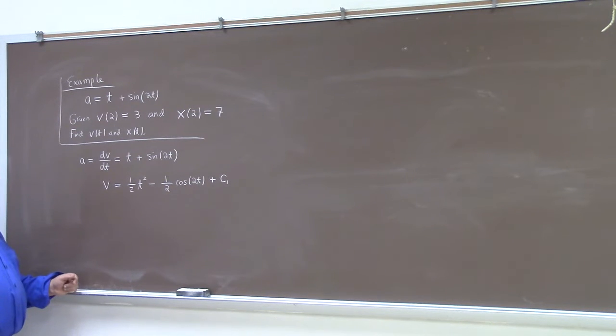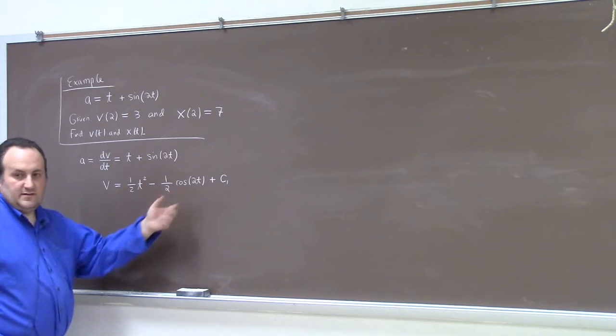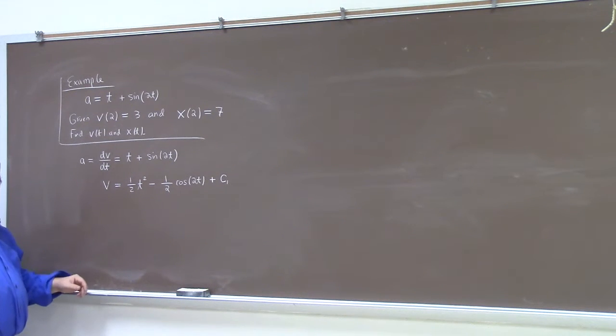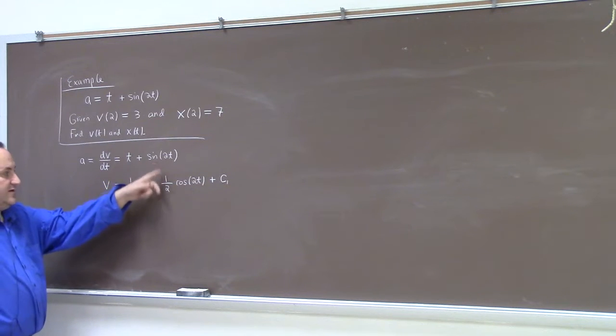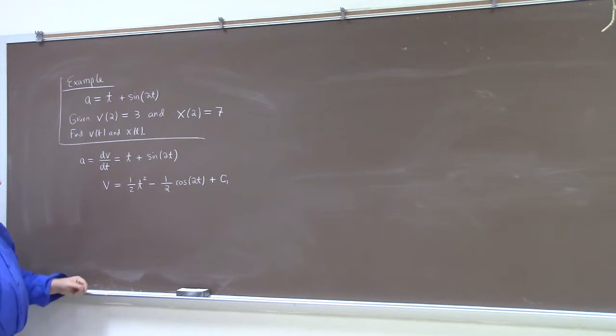The half is there because when we differentiate cosine 2t, the chain rule brings a 2 out, so I need the half there to cancel the 2 from the chain rule. Or you could think about it in terms of a u equals 2t substitution, which gives you dt is du over 2. However you think about it, when we integrate sine 2t, we have to pull out a half, and we get minus cosine.